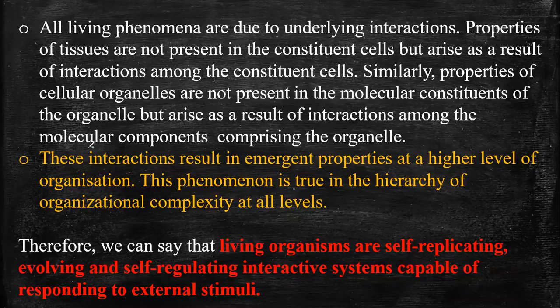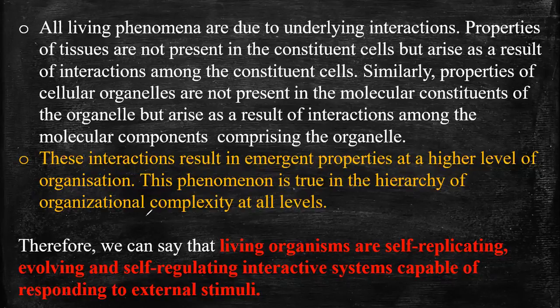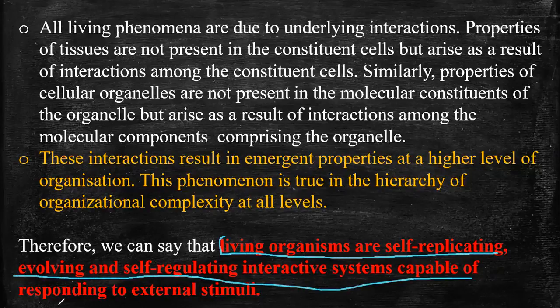So these interactions result in emergent properties at a higher level of organization. This phenomenon is true in the hierarchical organization of complexity. So after completing all these properties, what is a living organism? A living organism can be defined as a self-replicating, evolving, and self-regulating interactive system capable of responding to external stimuli. And this is the definition for a living organism. Clear?